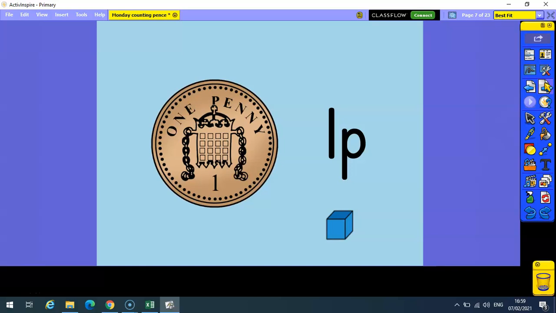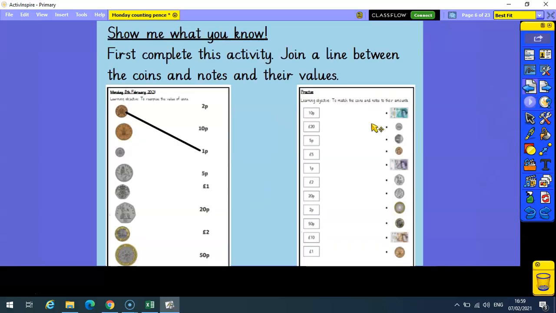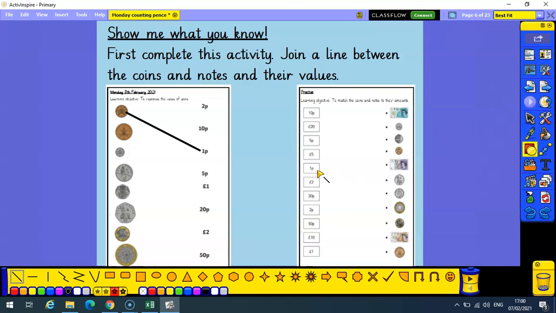In the money that we use in our country, the smallest coin we have is 1p, 1 penny, and it is worth just 1. My turn, your turn. 1 penny. 1p. Very good. That is the smallest one. And did you get that right? Did you join up 1p and 1 penny?